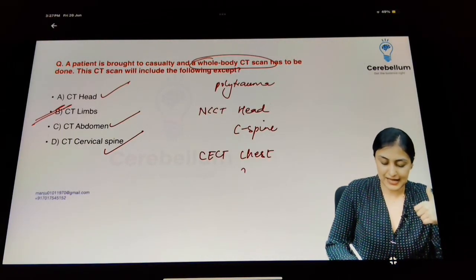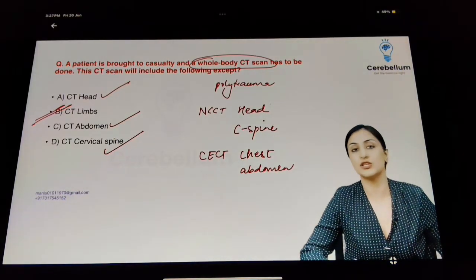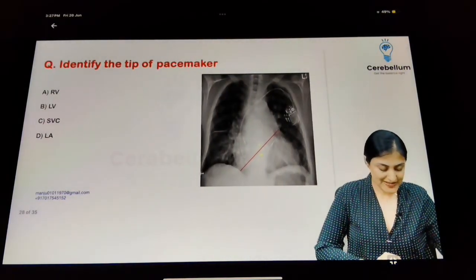We do a CECT of the chest and the abdomen, right? So this includes the entire body. The limbs are only included if there is any trauma to any particular limb. Now talking about pacemaker and aortic valves.